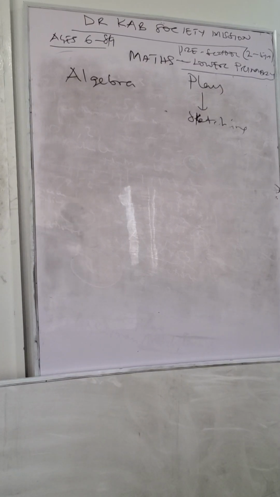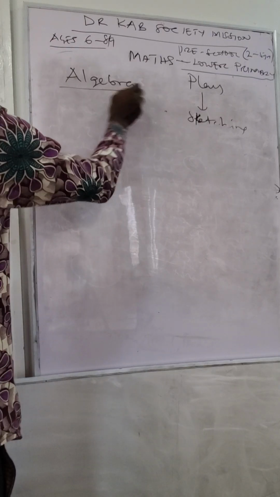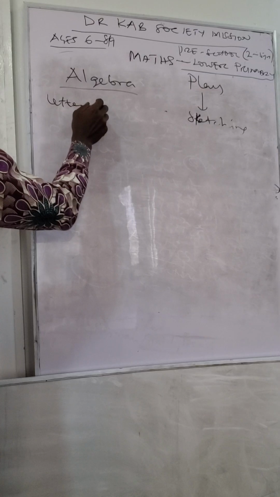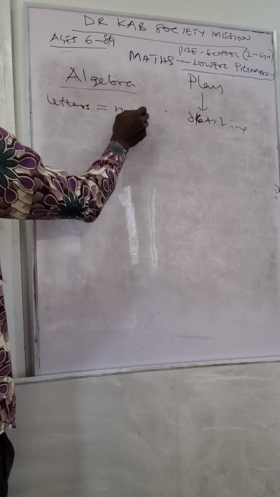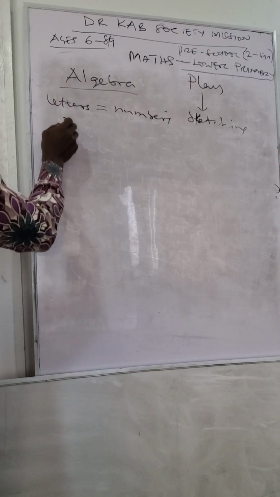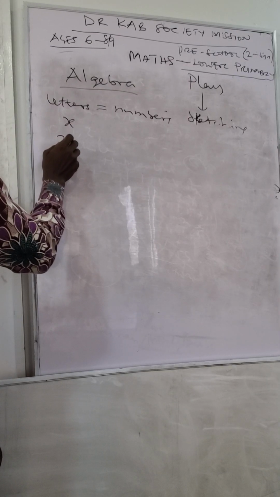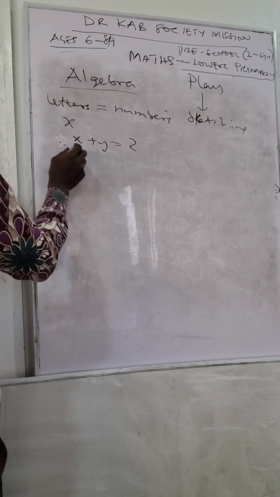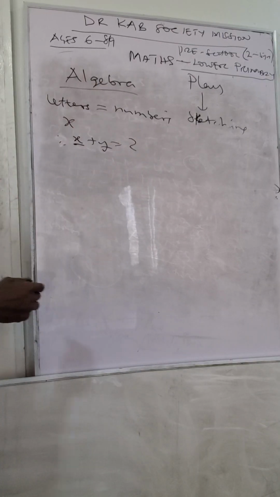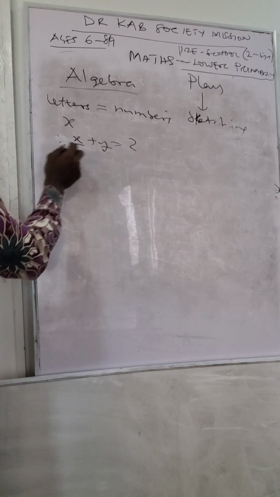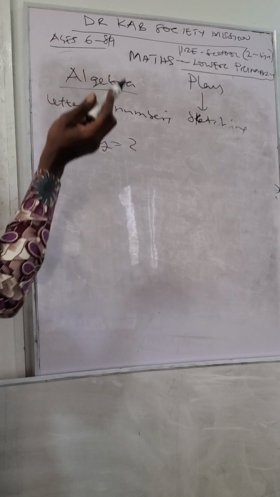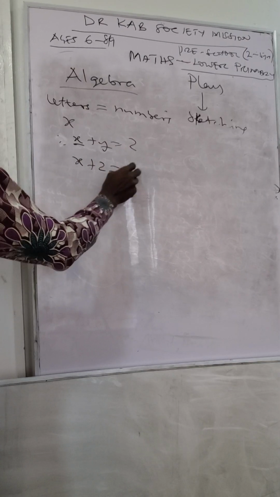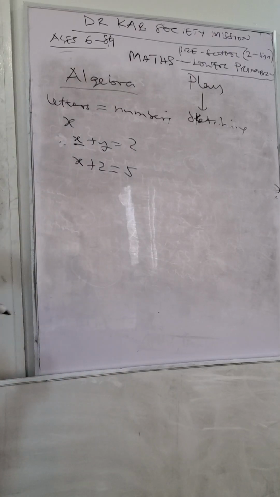The next thing that we come into will be algebra. When we come to algebra, we are using letters to represent numbers. So I can say x plus y is equal to 2. I'm looking at algebra. These are representing numbers, but I don't know what number I'm putting in there. x plus 2 is equal to 5. These are algebra.